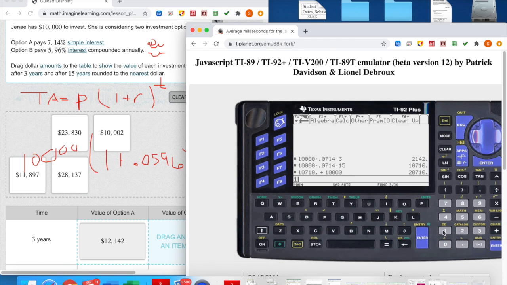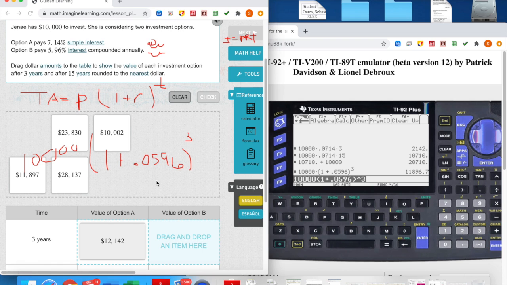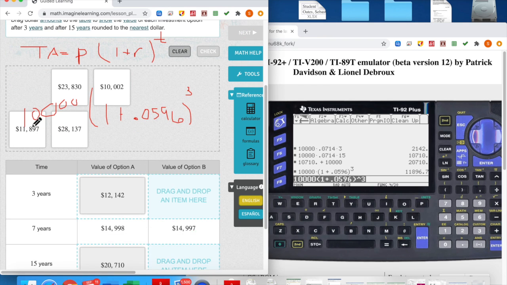So we have our $10,000 principal, parentheses, 1 plus 0.0596, and we're going to do our exponent of 3 years. So we're going to get $11,896.70, which is about $11,897.